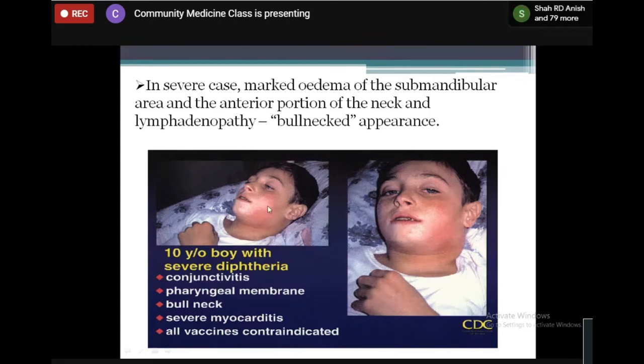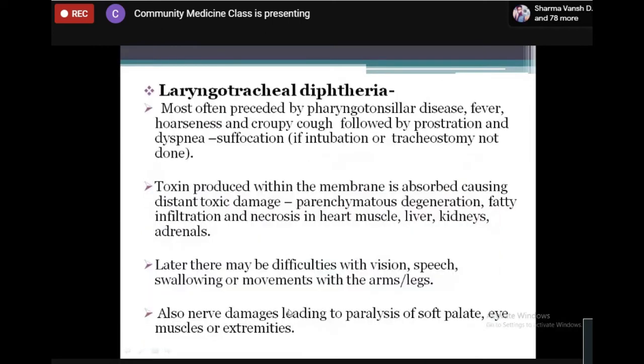Now in severe diphtheria, what happens? The child has conjunctivitis also, the pharyngeal membrane is also affected, erythema is there, and bull neck is there, and even myocarditis. He has developed myocarditis. It has affected the heart also. And in such a condition, all vaccines are contraindicated. This is in the severe cases, but severe cases are not so common.